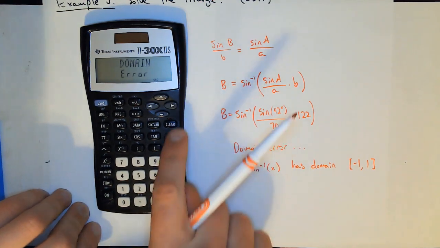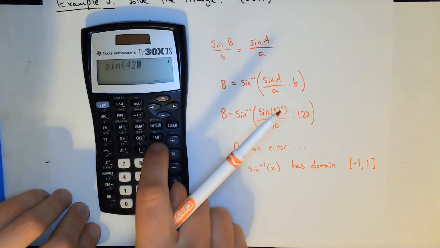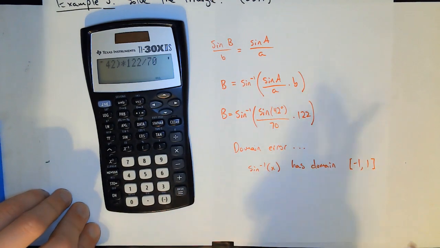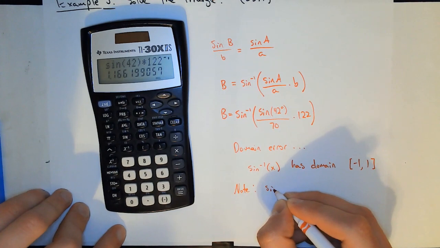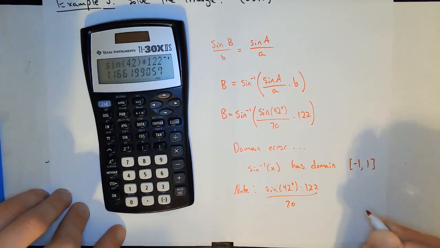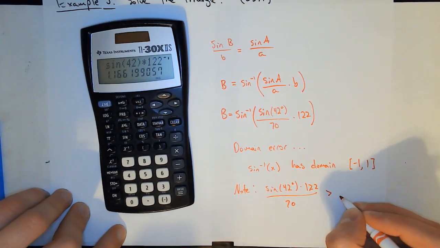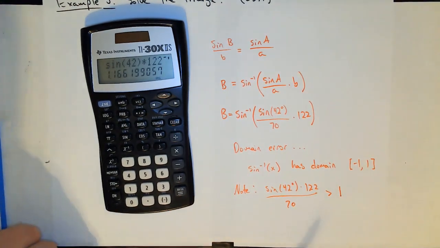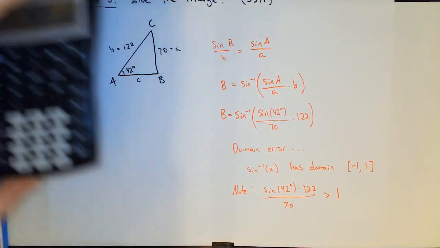Okay, what does that mean? Well, sine of 42 degrees times 122 all over 70, which is this, right? I can extend this fraction bar, no problem, is greater than 1. It's outside the domain. You see, that's greater than 1. Thus, no such triangle exists.